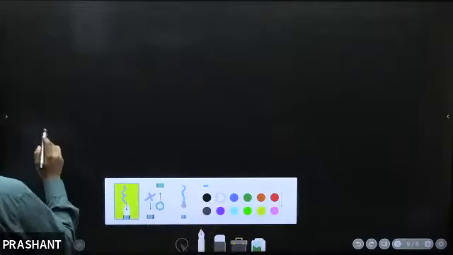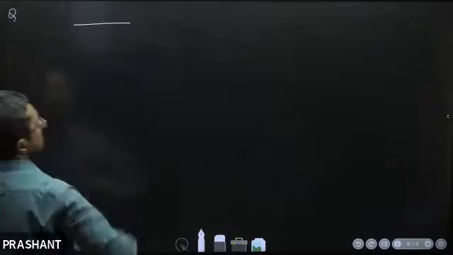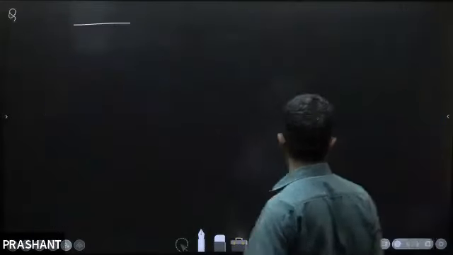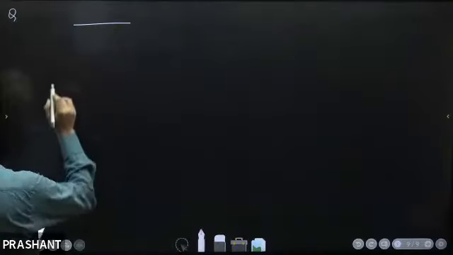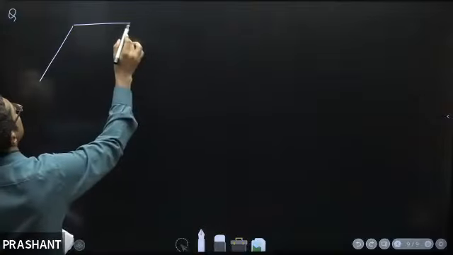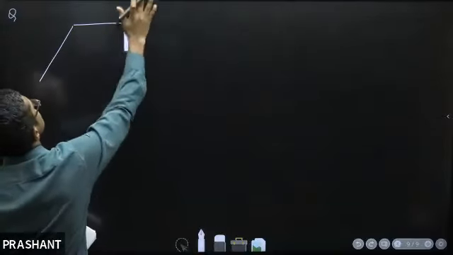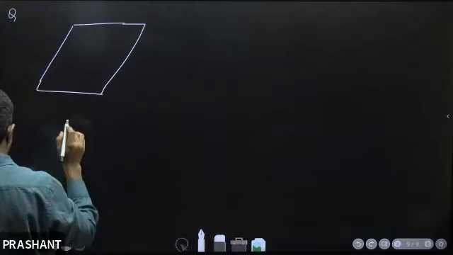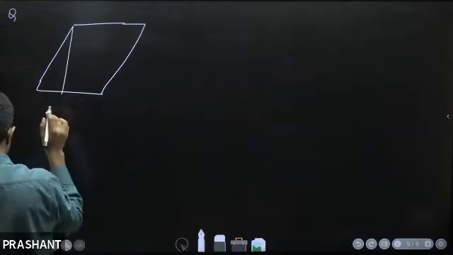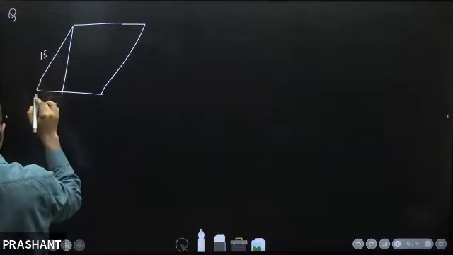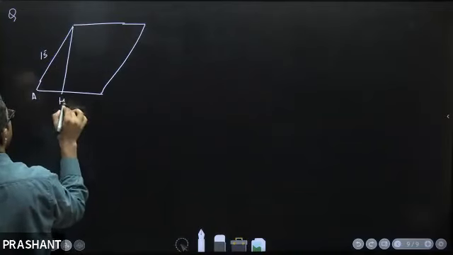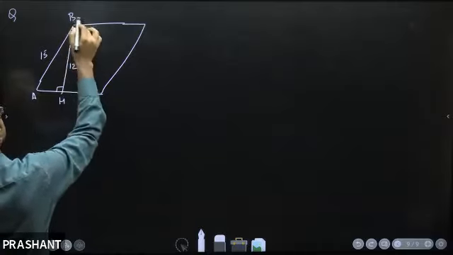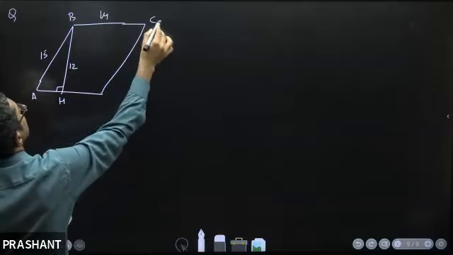नेक्स्ट क्वेश्चन नंबर 15. 15 दिया हुआ है, this has been given as 15 A H 12. दिया हुआ है, this is a B. सर, लास्ट वाले का आंसर क्या था?